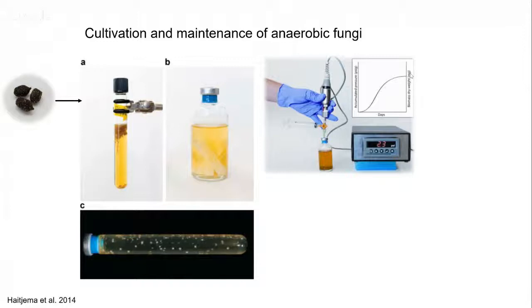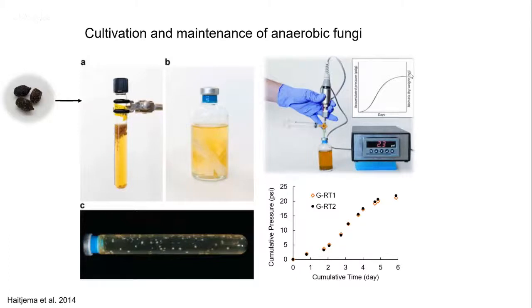This has been validated by measuring their biomass at each time point. And below here is one of the growth curves I have generated. They generally have a couple of days of lag phase before they go into the exponential phase, and then they enter the stationary phase after about 4 to 5 days. So these anaerobic fungi don't grow very fast.